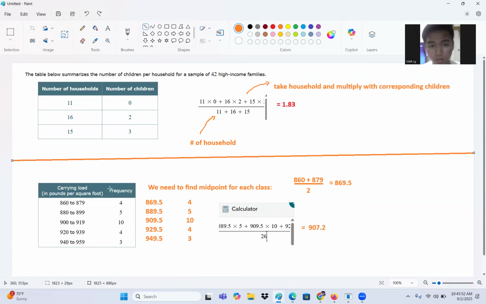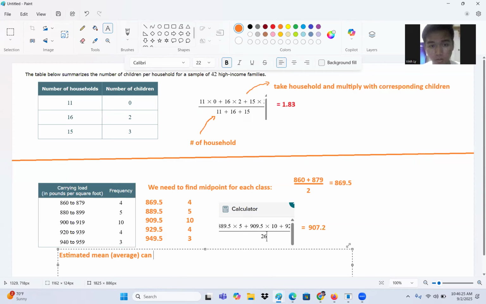You might try. You might take 860 times 4 plus 879 times 4, and then we can do that, and then we divide everything by 2 at the end. You might get to the final answer of 909.7, but like I said, it's just too much math involved. So finding the midpoint is the unbiased way of computing the estimated average. It can be estimated, or computed, using the midpoint.